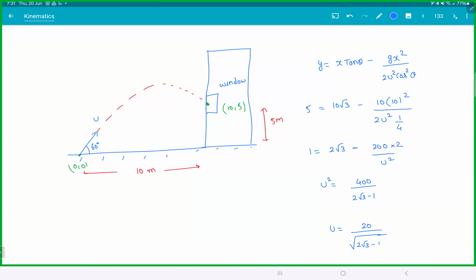Sir, I tried to use the formula that displacement in the x direction would be the component of u in the x direction times time, and I got them both in the form of u, and then I solved for u. I got an answer. No, you must have messed up the calculation.